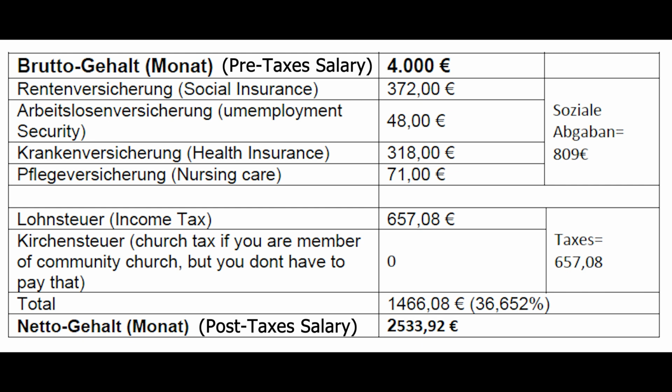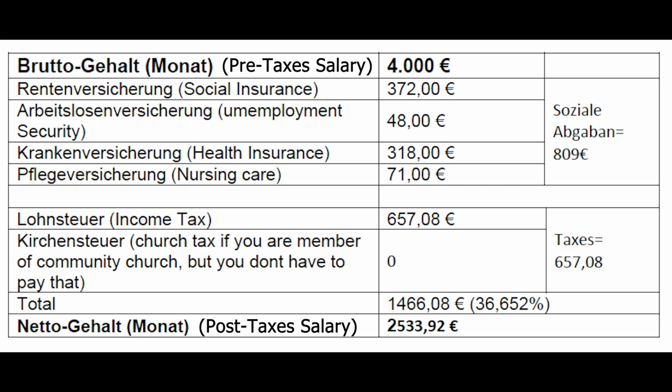And if you're part of a church community, then you would have to pay church tax as well. And the monthly church tax would be from 55 to, I don't know, like 65 to 70 euros per month. And if you're not part of a community, then you don't have to pay these taxes. So these are the components that you have to pay every month if you are making 4,000 euros per month.